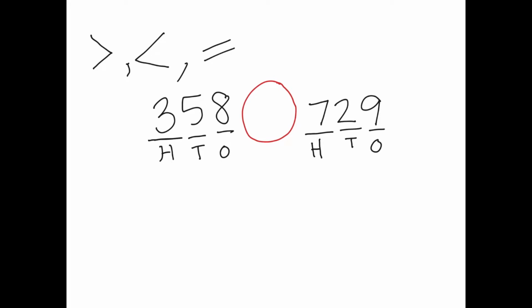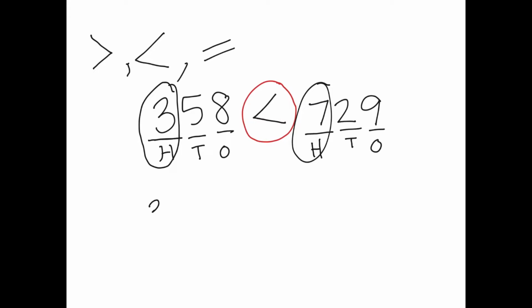Now, when I'm comparing two different numbers, I want to look at the first digit. So I'm going to look at the hundreds place for both of these numbers. I know that 300s is not as big as 700s. So that means that I'm going to put the less than sign inside of the circle.